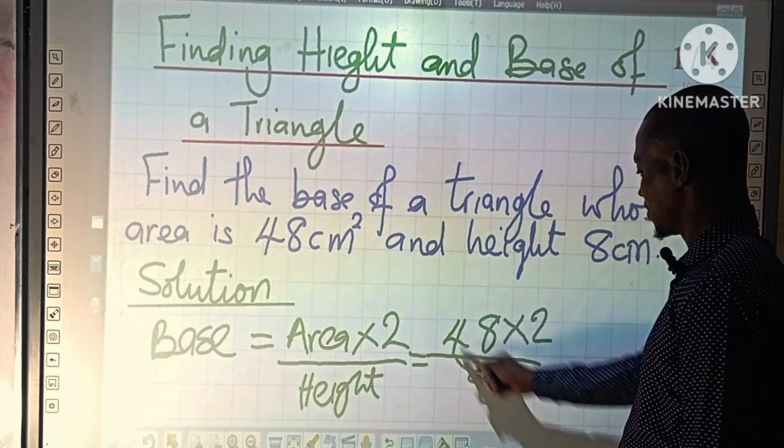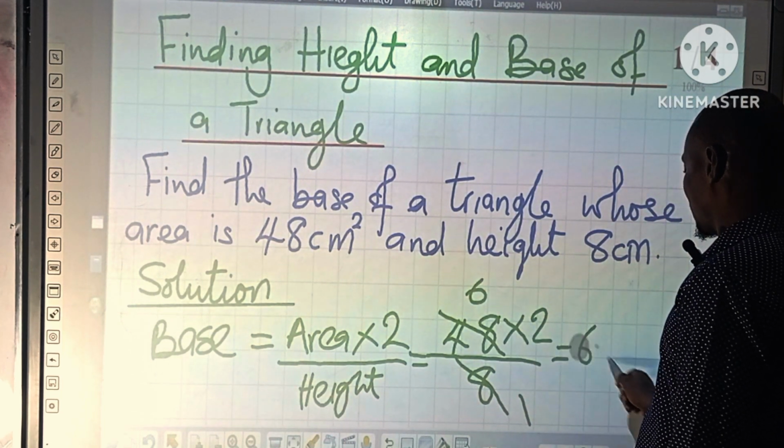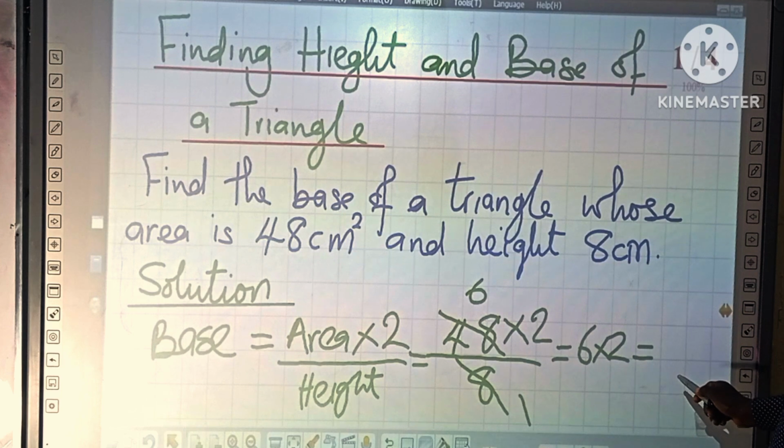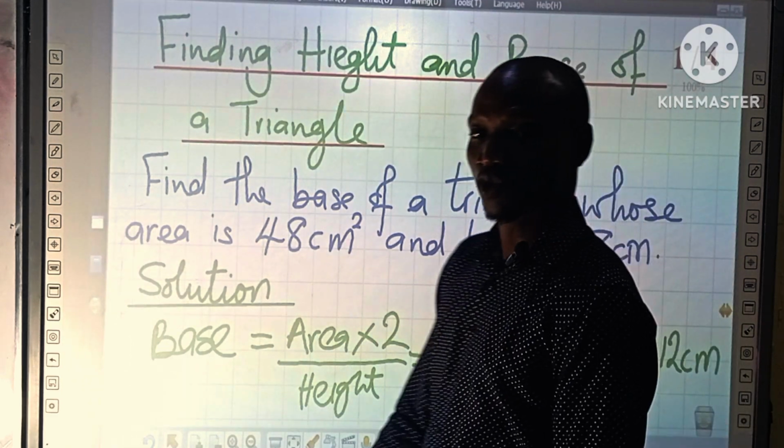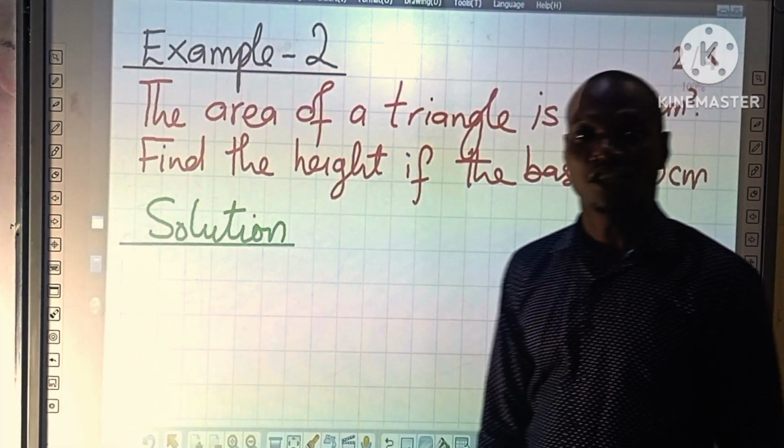8 into 8 is 1. 8 into 48 is 6. So our final answer will be 6 times 2, and the base is simply 12 centimeters. That is easy peasy, lemon squeezy, pizza cheesy, Mr. Austin's okra soup. So let's look at our second question for today.